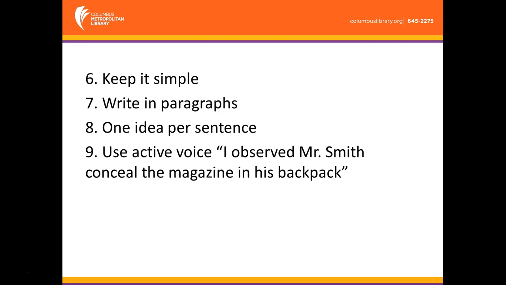Focus on getting across one idea per sentence. This also assists with the run-on or never-ending sentences. If you focus on getting one idea across per sentence, it'll help to avoid those run-ons.